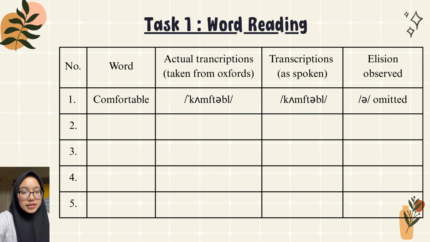Moving on to the analysis section, we will begin with participant 1, starting with task 1, which is word reading. In this task, the participant was asked to pronounce 5 individual words aloud. For each word, I will play the recording of how the participant pronounced it, followed by a brief explanation of the observed phonological process, specifically elision.